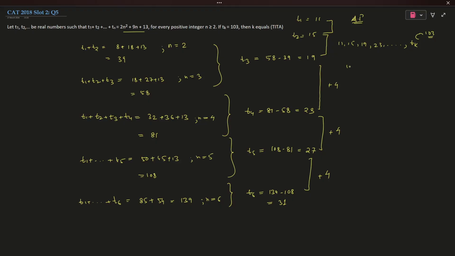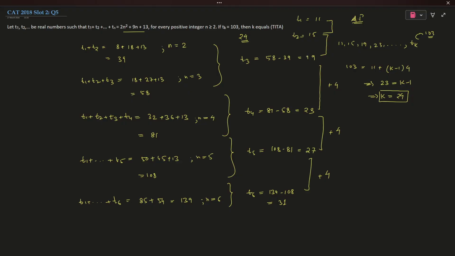So this is an AP. 103 is equal to the first term plus n minus 1, where n is the number of terms, into d, which is 4. So if I subtract 11, it will be 92. 92 by 4 will give me 23. 23 is equal to k minus 1, so k is equal to 24. The correct answer is 24, guys.